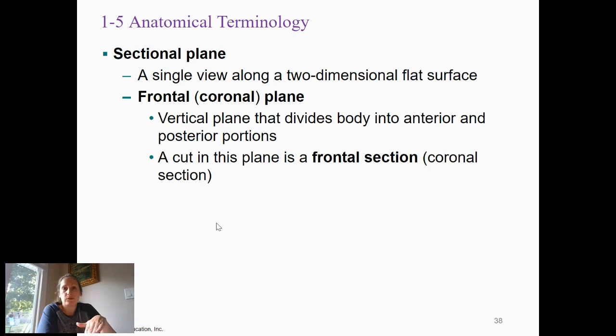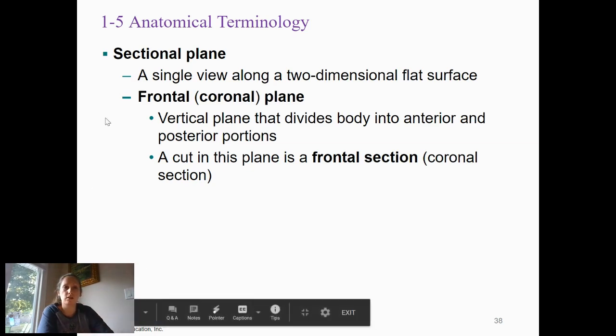When you do any of those radiological techniques, you're always going to want to image in different planes. So you're going to want to be able to view those organs, or whatever it is you're looking for, from different vantage points. And one of the three main sections or planes that you would look at is something called the frontal plane or a frontal section.